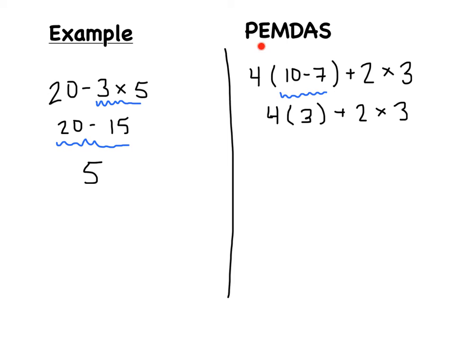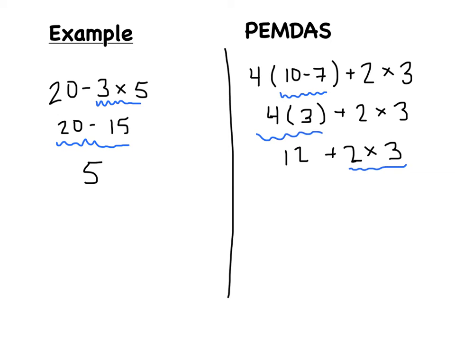We don't have any exponents, and we do have some multiplication. If you notice, we have 4 times 3 right here, and we have 2 times 3 right here. Like I stated before, we work from left to right. So we use the multiplication that's the furthest left first. So we do 4 times 3, which is equal to 12. Rewrite everything, plus 2 times 3. We still have some multiplication of 2 times 3.